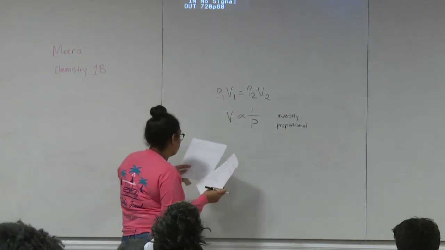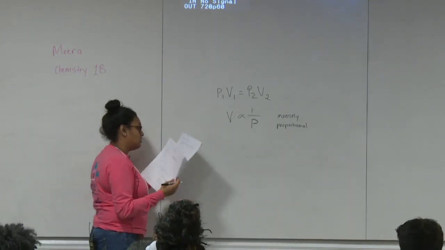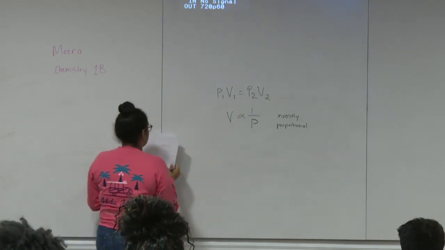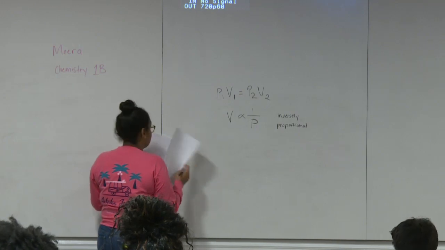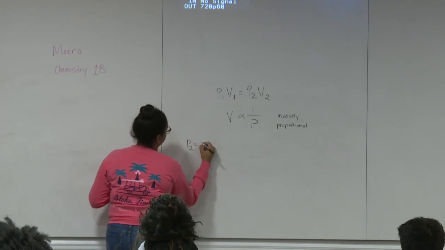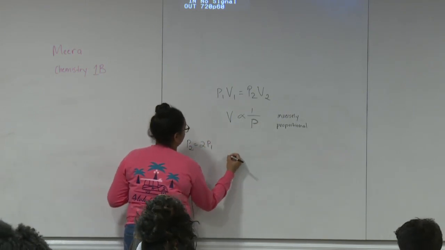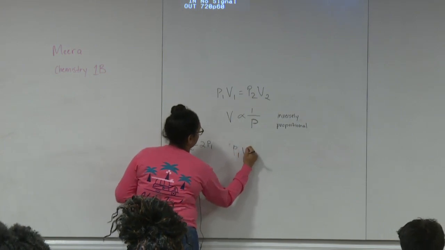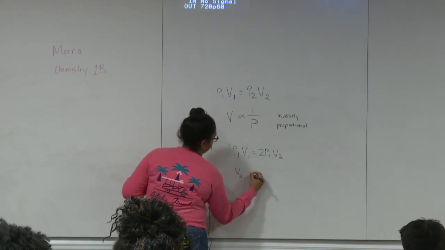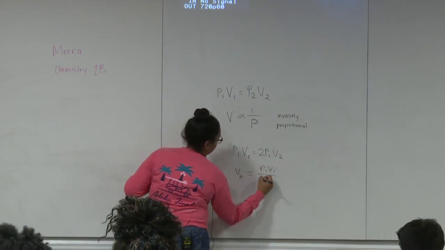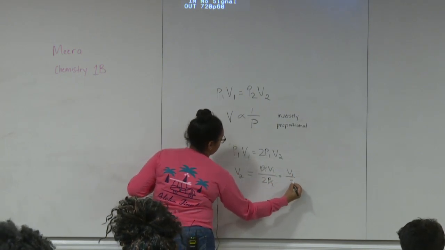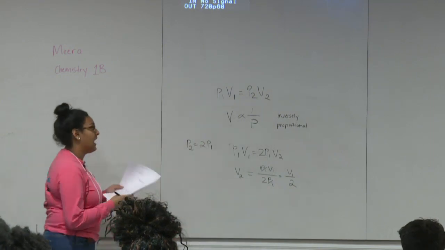Okay, if the pressure in a closed system is doubled, how would the volume need to be changed in order to maintain the system in equilibrium? So if you double the pressure, we could say P2 is equal to 2P1, right? So we plug that in, and then we solve for V2. The P1s cancel out, and we get V1 over 2. So we know that the volume would have to be halved.